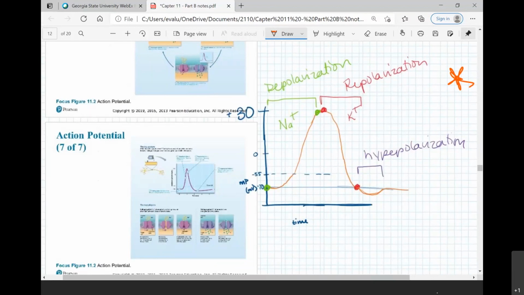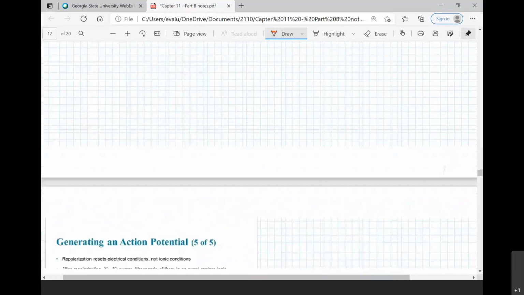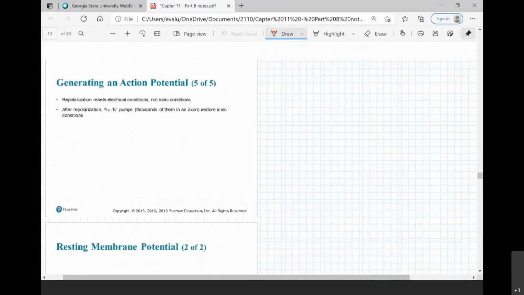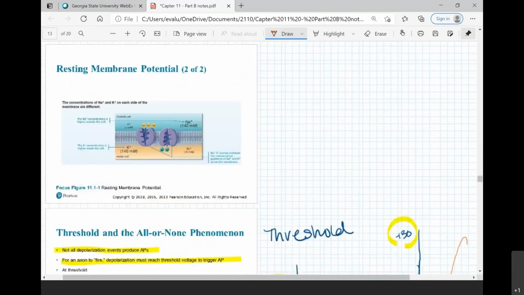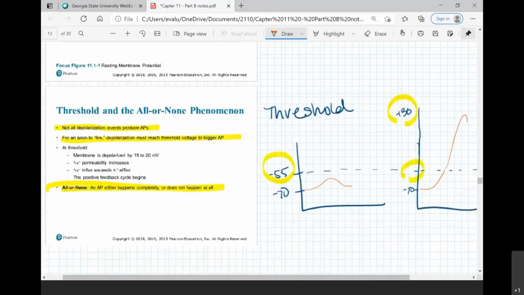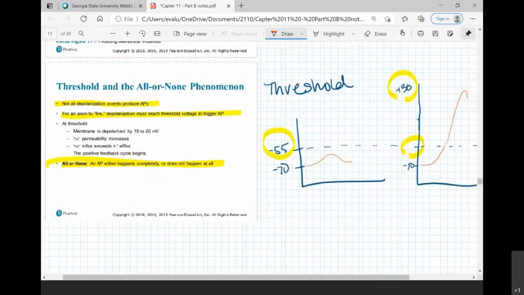So this is our action potential. This is what we need to know. This is a big takeaway. So repolarization is going to reset the electrical condition. It goes back to negative 70. But our ions are still imbalanced. So that's why our sodium-potassium pump will actually put them back in play. So it's a lovely little cycle of how it all works. So again, with our resting membrane potential, the concentrations of potassium and sodium on either side are different, and they're controlling this whole thing.